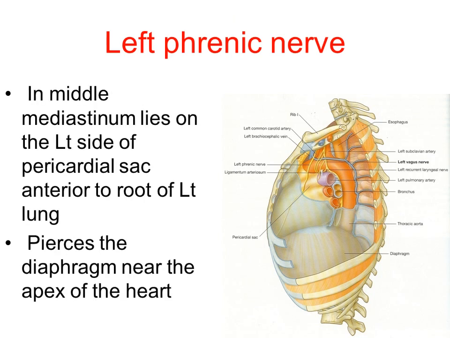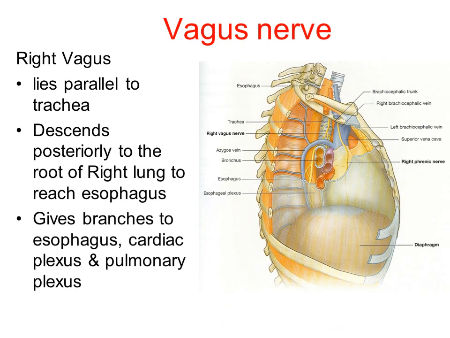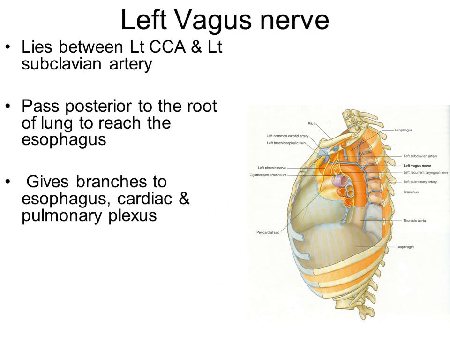Then it reaches middle mediastinum, where it lies on the left side of pericardial sac, anterior to the root of left lung. And it also pierces the diaphragm near the apex of heart. Then we come to the vagus nerve. First of all, we'll discuss right vagus, which lies parallel to the trachea, and it descends posteriorly to the root of right lung, and it gives certain branches to esophagus, cardiac plexus and pulmonary plexus.